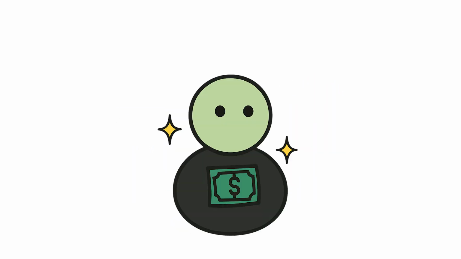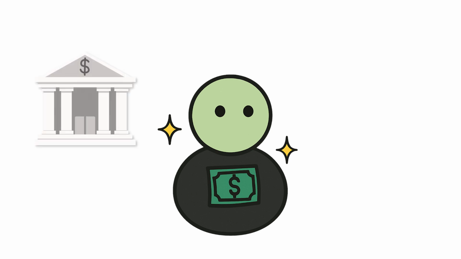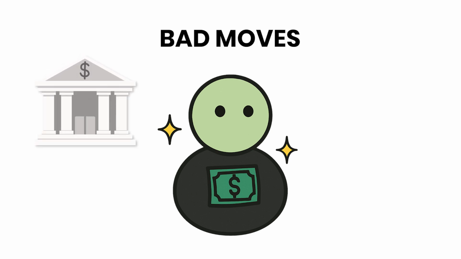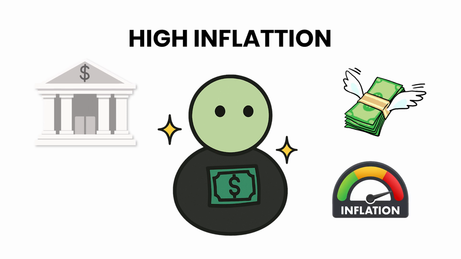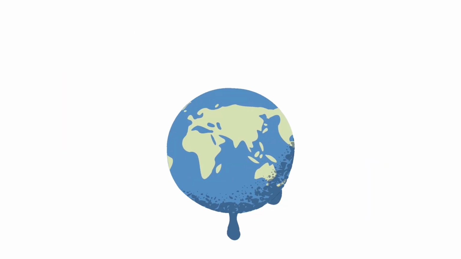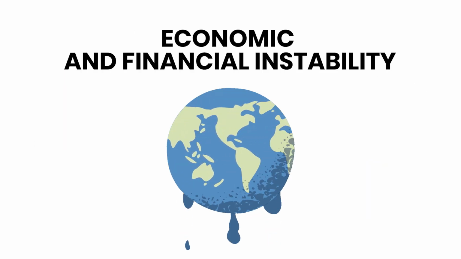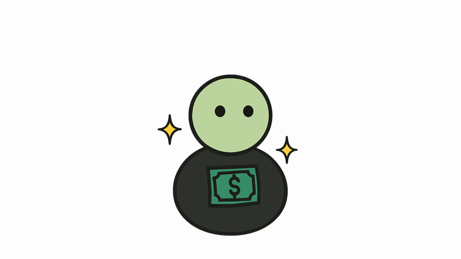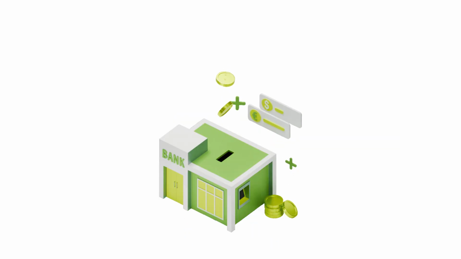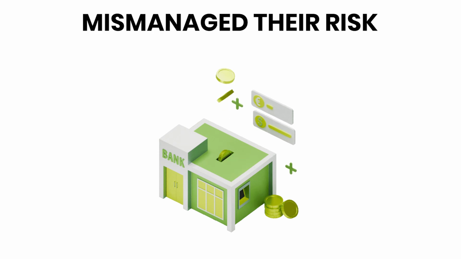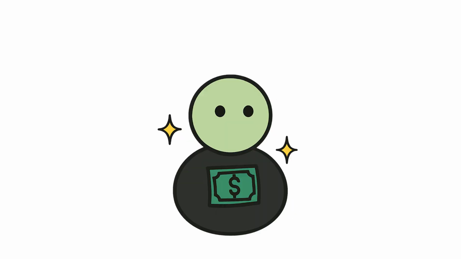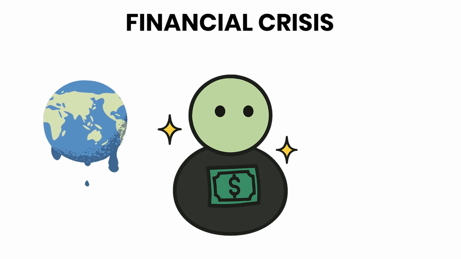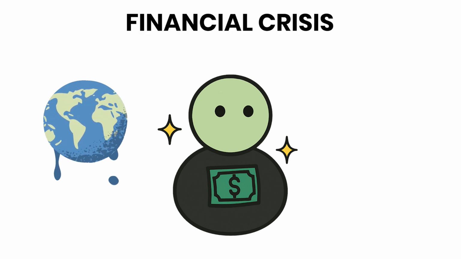Financial instability. As you can imagine, a country where the central bank has made some bad moves will be a country with weak currency and high inflation. It could also be a country that is having to deal with economic and financial instability. Just think of a situation where the central bank is in too much debt, or if they had mismanaged their risk. Such a central bank is likely to create a situation where the country could be plunged into financial crises that it may never recover from.